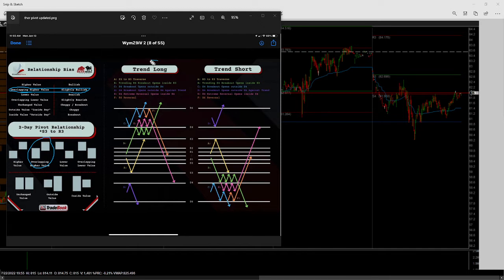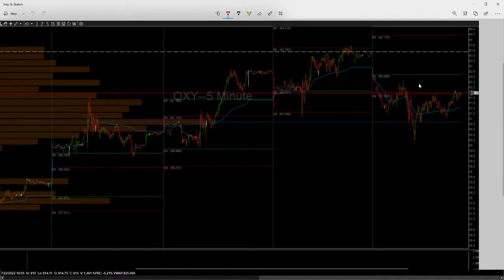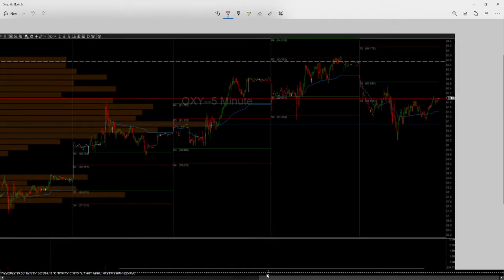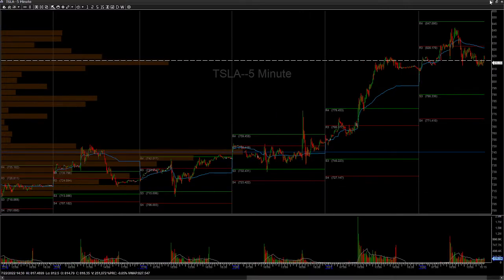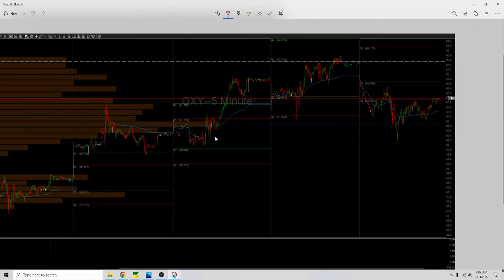So then you have to figure out, is it trend long or trend short? Well, that one's pretty easy. It's a trend long. So we're day traders, right? So if you look at a daily chart, obviously Oxy's been ranging, but if you look on a lot of daily charts and zoom out, everything's kind of just downtrending technically.